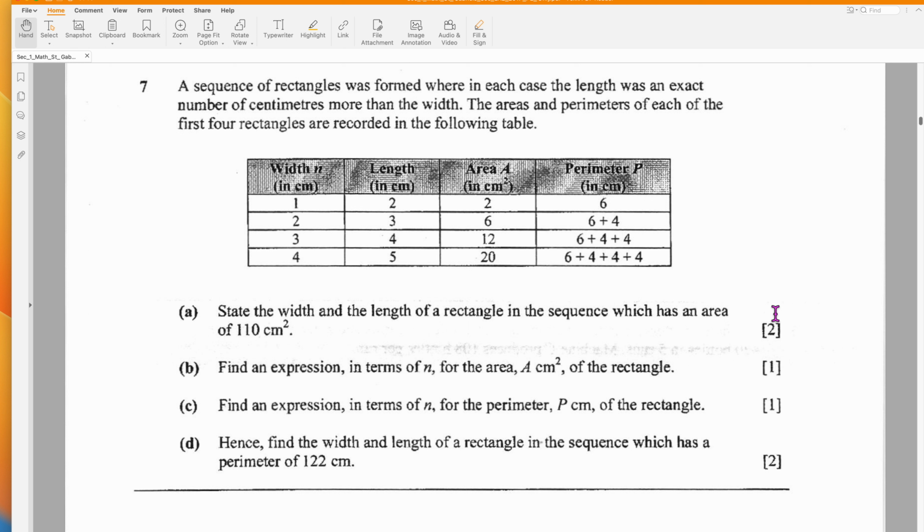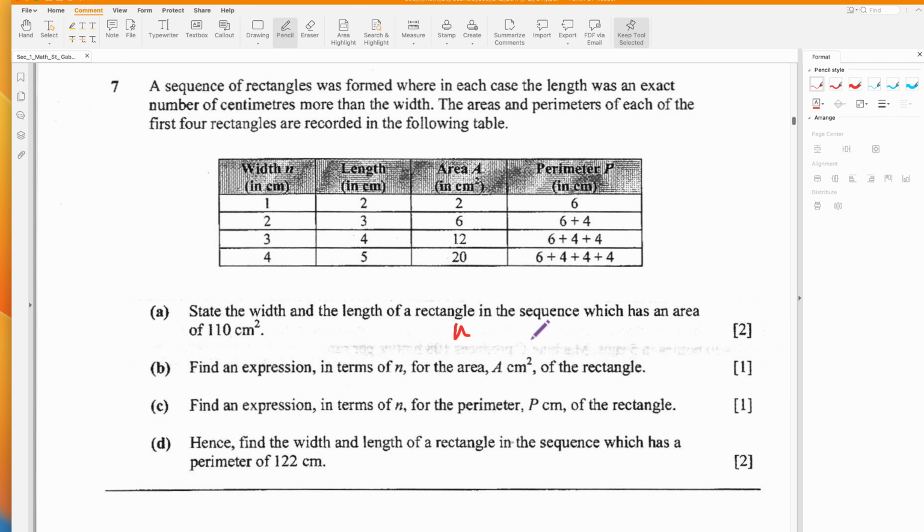Okay, so part A. Part A, I got 10 for width and 11 for length. 10 and 11. Oh, okay, makes sense, yeah. And they have a difference of 1. Okay, then B? B is n times n plus 1. Why? Because n is the width and n plus 1 is the length, then both of them times together is 20. Correct.